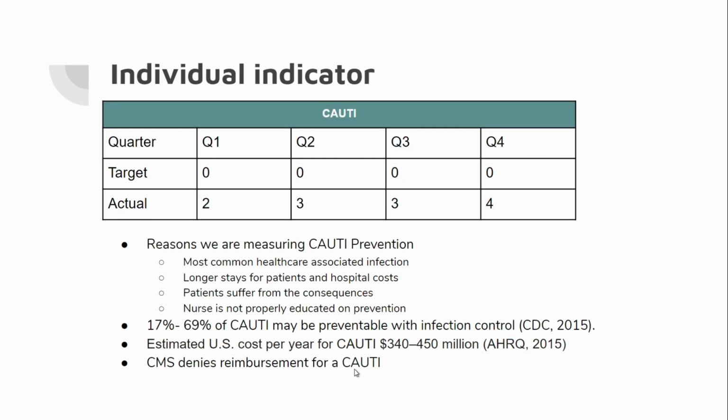Hey, my name is Catalina Adams, and I'm going to be talking about individual indicators for catheter-acquired urinary tract infections. For each quarter, the target for CAUTIs was 0, but in quarter 1, there were actually 2. In the second quarter, there were 3. In the third, there were 3. And in the fourth, there were 4. There are many reasons we measure CAUTIs.